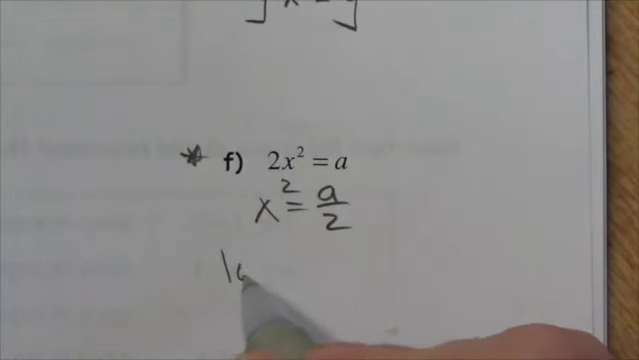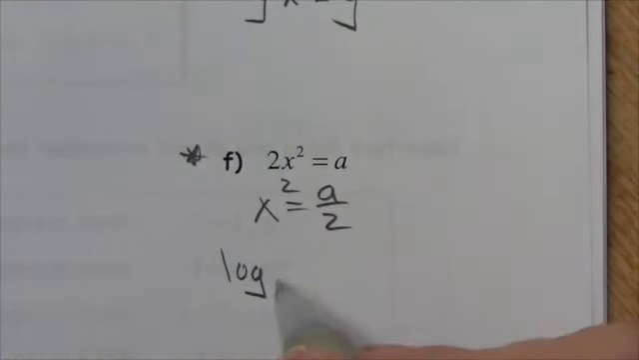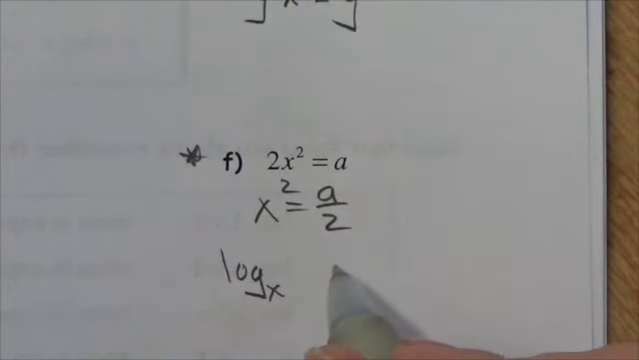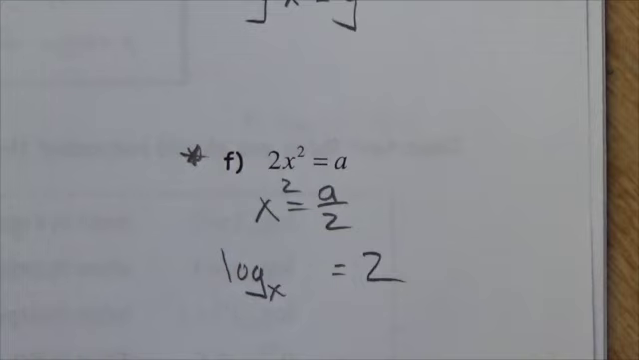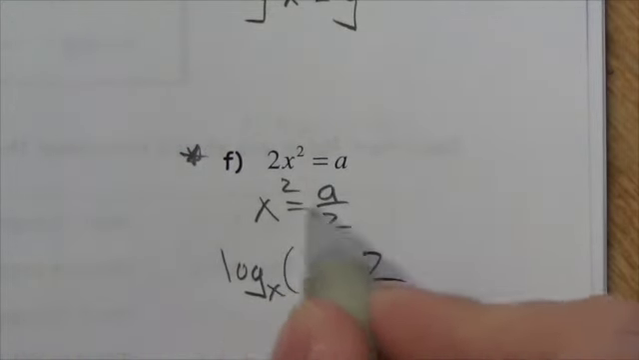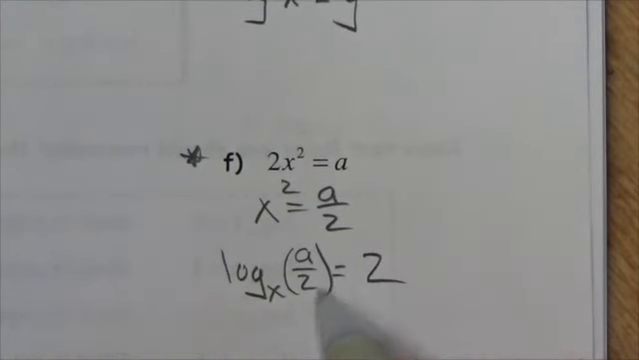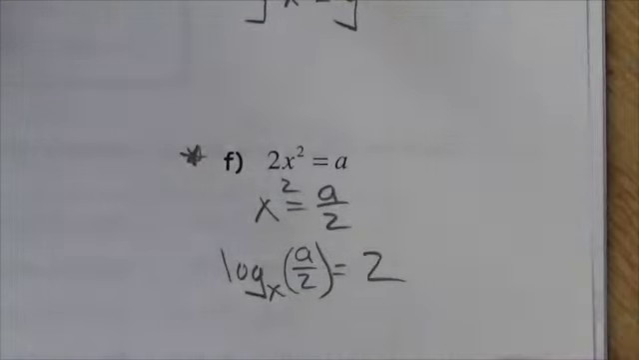Once you've done that though, the base of the power is the base of the logarithm. Whatever the exponent was on that base here, I put that on the other side of the logarithm, and then whatever the power equals, that's the argument of the logarithm. So log base x of a over 2 is equal to 2. Just that same pattern over and over and over again.